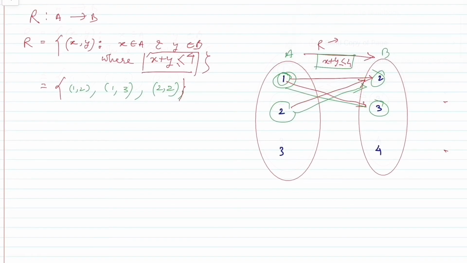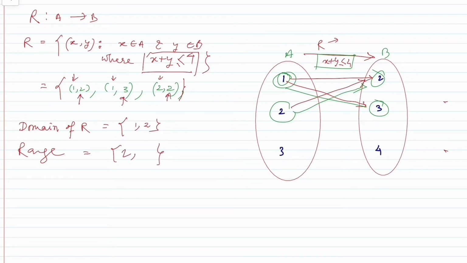Now the domain of R will be the set of first components. What are the first components here? Only 1 and 2. And the range will be the set of second components. What are the second components? 2 and 3. And this set B is called the codomain. Hope you have understood what domain, range and codomain are.